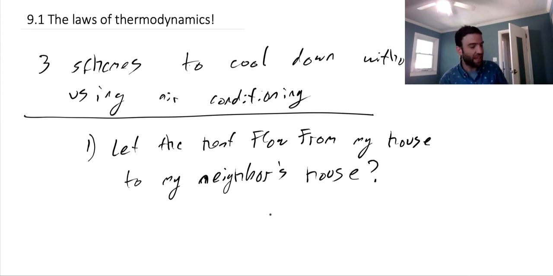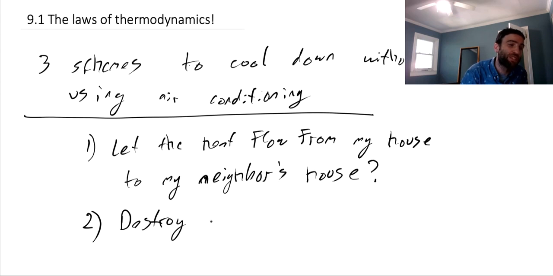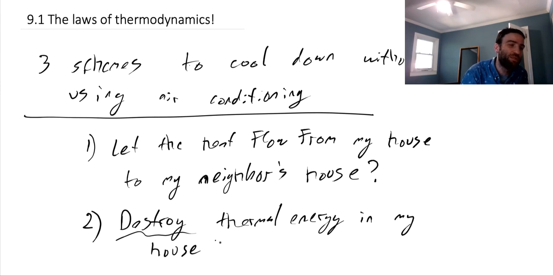Why not just say, okay, there's a certain amount of thermal energy in my house. Energy is just like anything else. Why don't we just let it flow to a different place? And then there'll be less thermal energy where I am. I'll feel colder. So that's one scheme. Another scheme would be, well, why don't we just destroy some of that thermal energy? Destroy thermal energy in my house. Okay, that's scheme two.